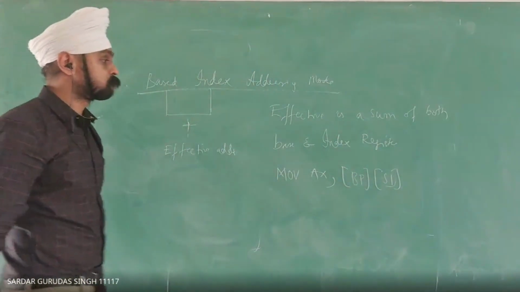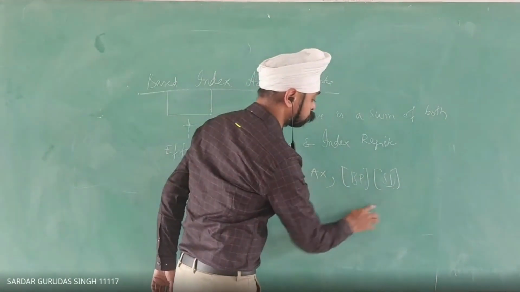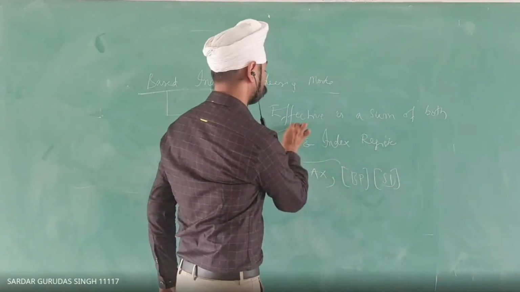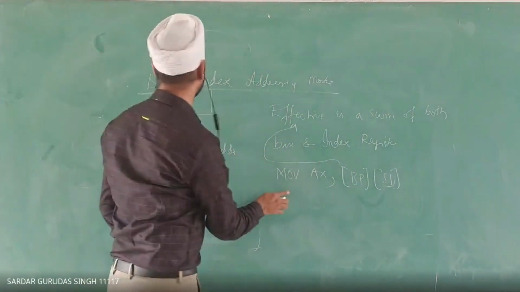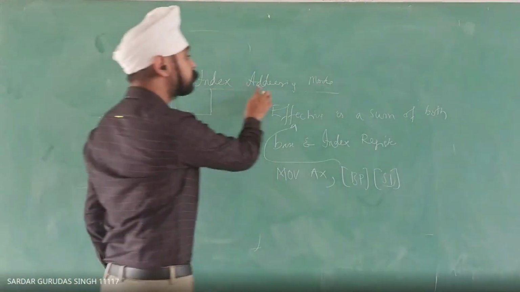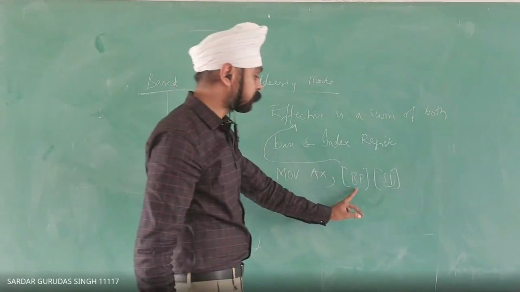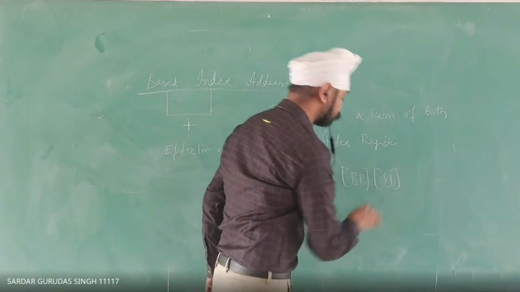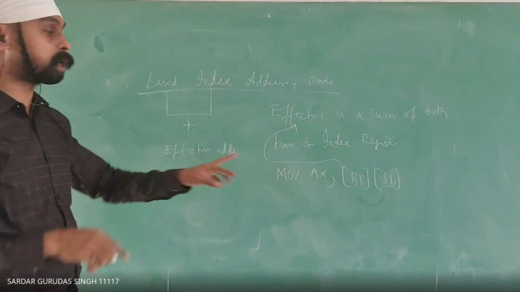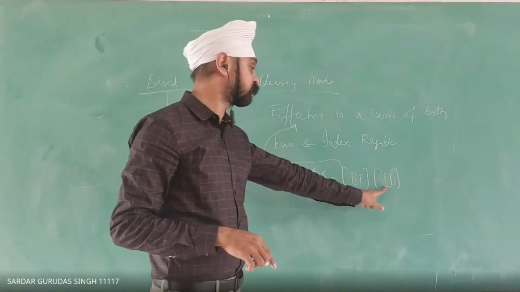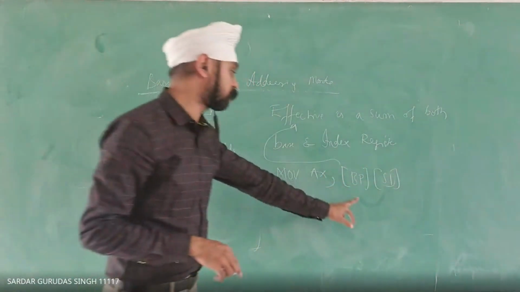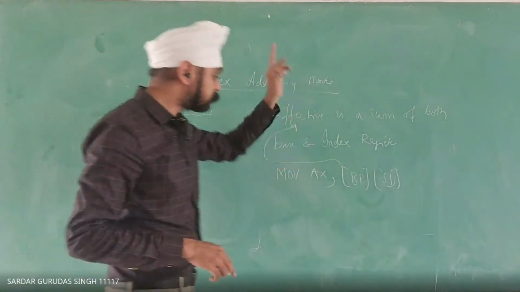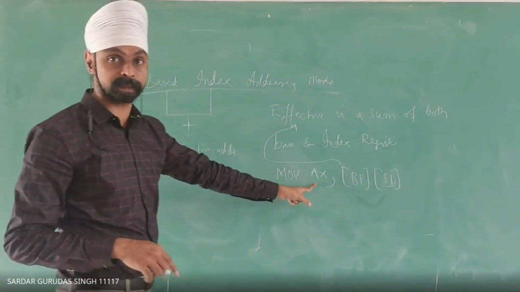Okay, so if both registers are used to specify the effective address, then that type of addressing mode is nothing but based index addressing mode. The content of the base pointer and the content of SI are added. Then whatever you get after addition of base register and index register, that will be considered as effective address. Then that effective address is added with the segment address, and that content will be copied into the AX register.